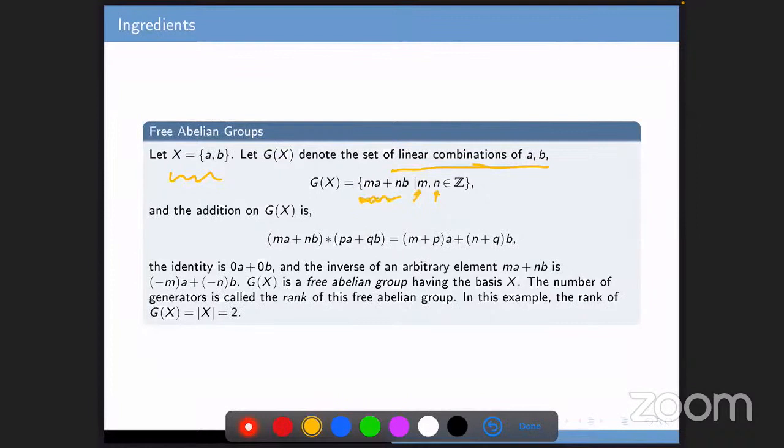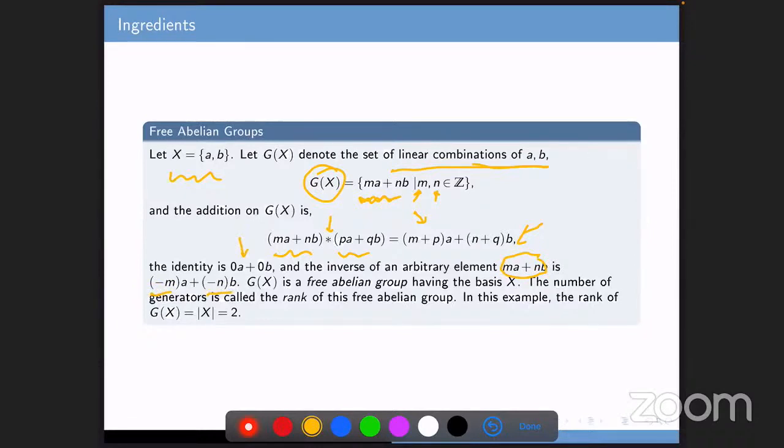And okay, we have a set. Now we need an operation to make it into a group structure, right? So the operation star is defined as follows. When we have two elements from this set Gx, the operation maps them to (m plus p)a and (n plus q)b. This operation gives us a group structure on Gx, and the identity is 0a plus 0b, and the inverse of an element ma plus nb is negative ma plus negative nb. Of course, it's going to give this identity element. So this Gx is called a free abelian group having the basis X.